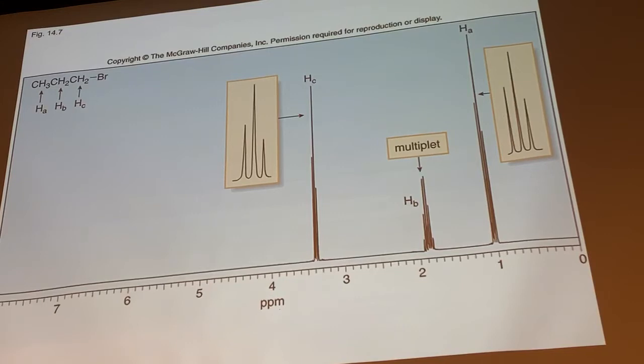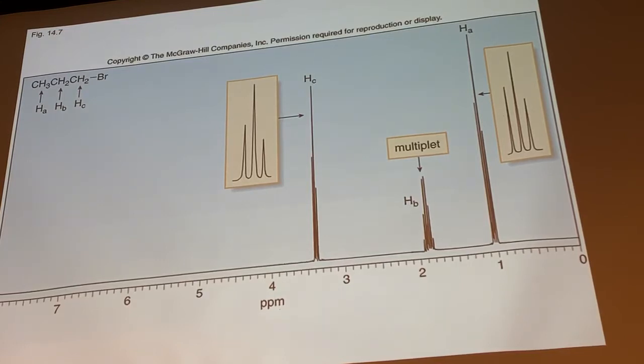HB is actually a multiplet, okay? That's a term that we use when the splitting pattern isn't very neat, when it's kind of messy. And that's what happens when we have non-equivalent neighbors, okay? This figure's not in your current edition of the textbook. This is from an earlier edition of the textbook. Your textbook kind of glosses over this issue, so it's important to pay attention as we have this discussion.